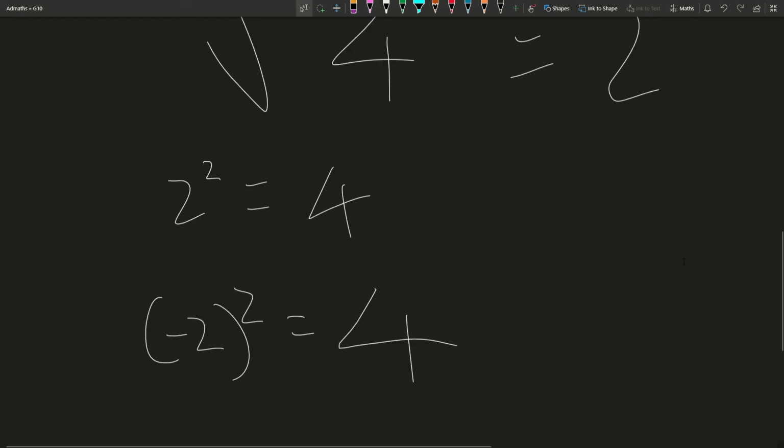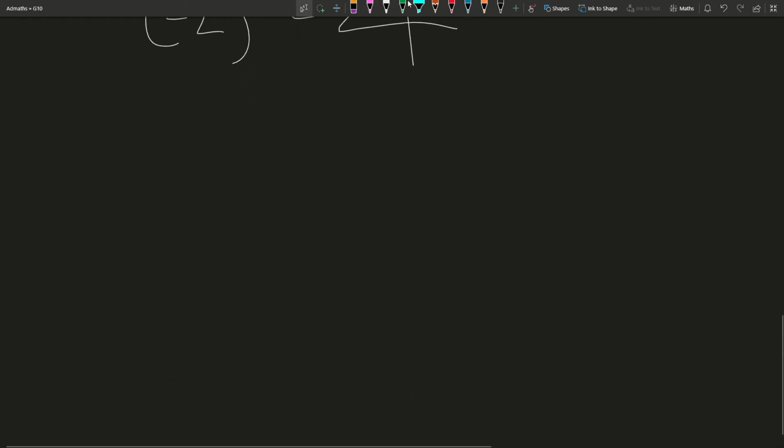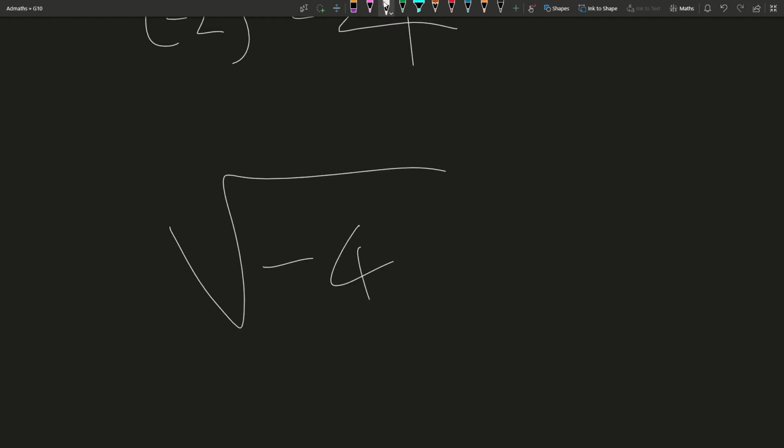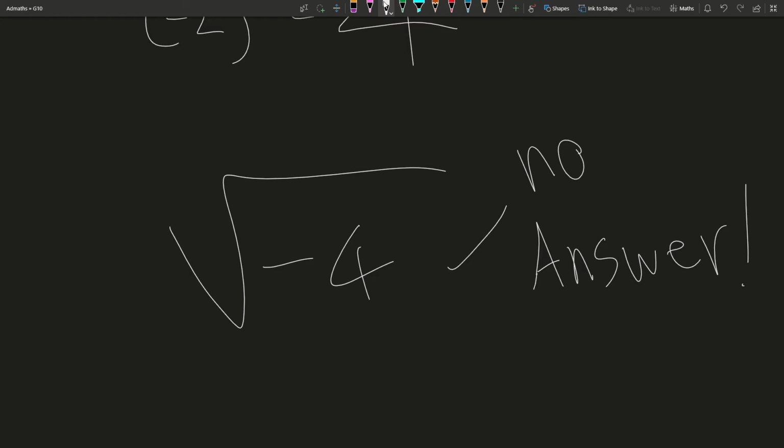And so, here's the question. Does the square root of negative 4 make any sense? Because you're saying, what squared will give you negative 4? There is no answer to this. This is what you've learned so far in maths. There is no solution to that. But what if I told you that when you've heard there's no answer, what they actually meant is there is no real answer.